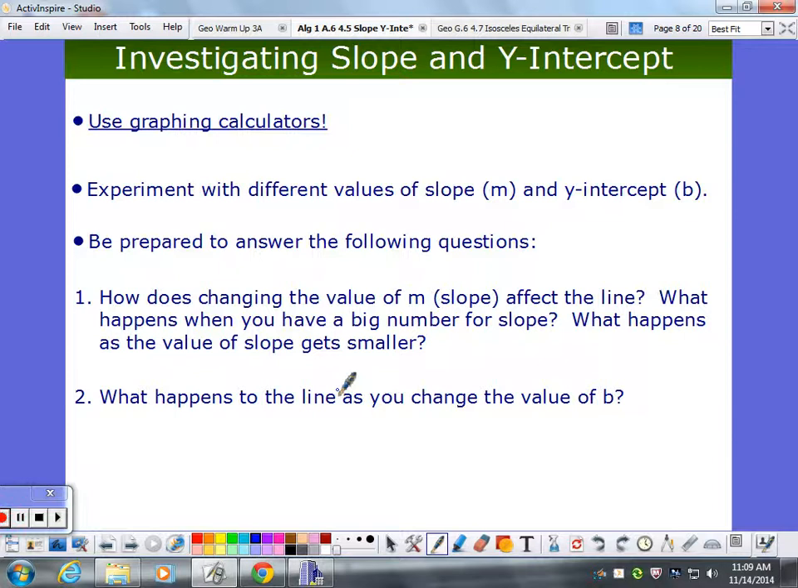So if you look on the bottom, there are some conclusion questions. How does changing the value of slope affect the line? And what happens if you have a big slope number versus a small slope number? And also what happens when you change the value of b, which is the y-intercept? What does that do to what your line looks like?